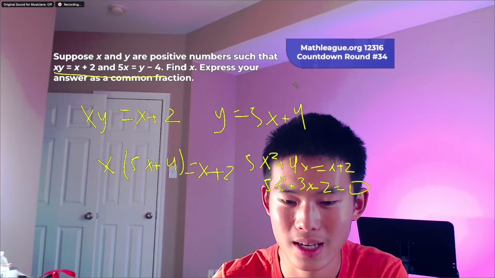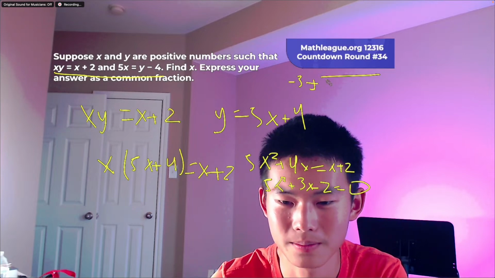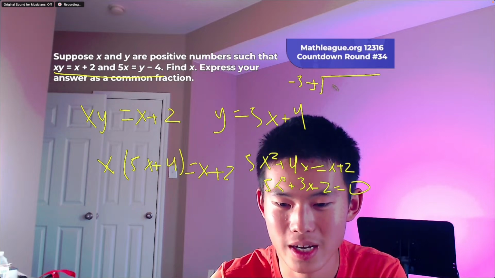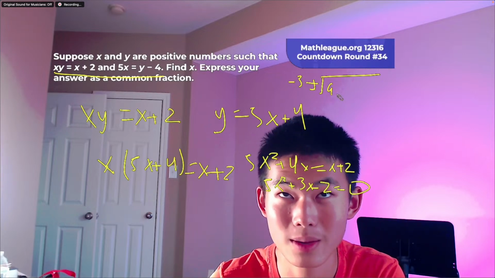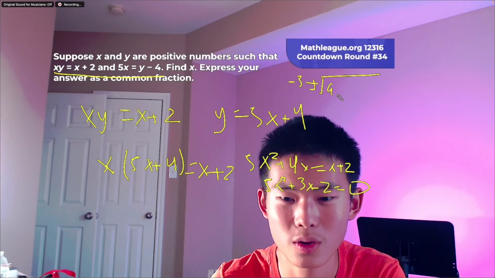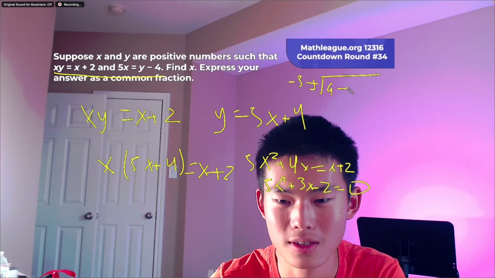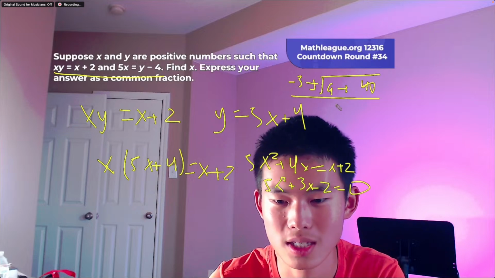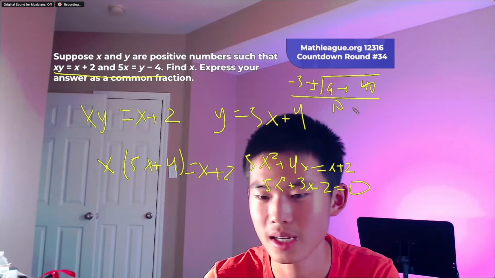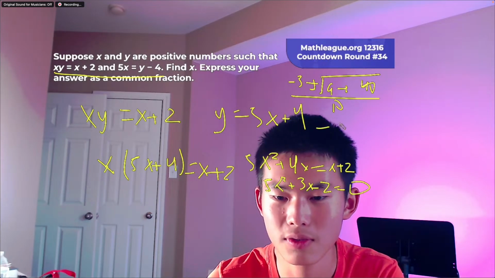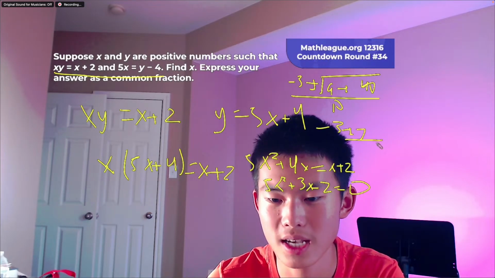The quadratic formula says that x is going to be negative 3 plus or minus the square root of b squared, which is 9, minus 4ac. 4 times 5 times negative 2 is negative 40, so it's minus negative 40, which is plus 40, all over 2a, which is 10. Okay, I disconnected for a second, all good. This gives us negative 3 plus or minus 7 over 10.